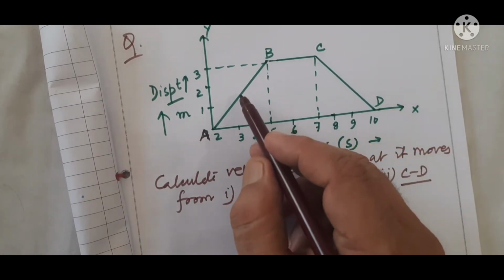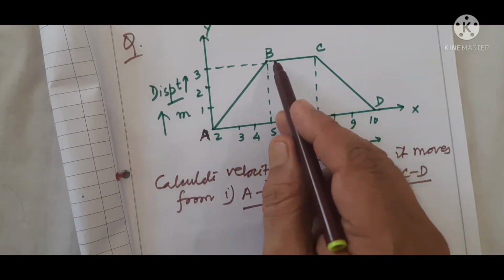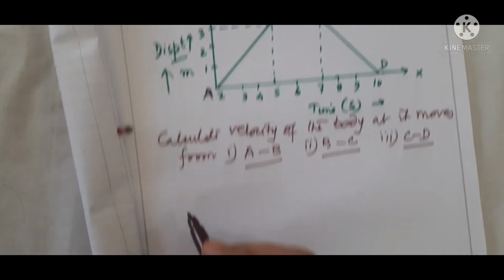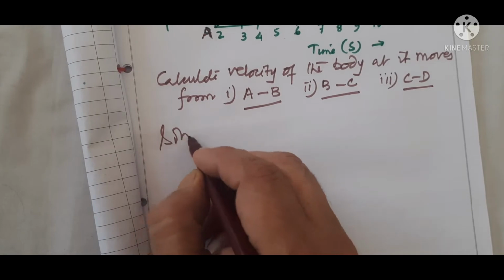यहाँ पर हमको वेलोसिटी निकालना है, यहाँ भी वेलोसिटी निकालना है, यहाँ भी वेलोसिटी निकालना है, राइट. So what should be the solution?